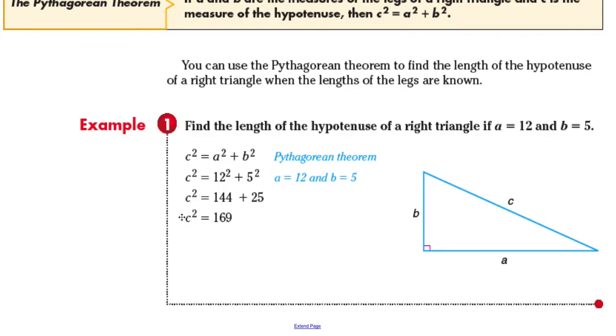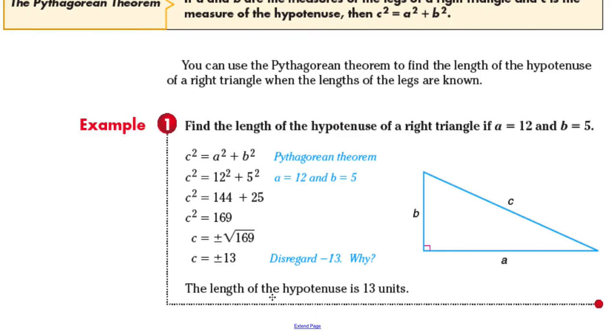To solve for c, we need to undo c squared, which means getting the square root. Once we get the square root, we end up with plus or minus the square root of 169. Remember, there are two values of c which will give you 169, and that's why it's plus or minus. That will be negative 13 and 13. But we disregard negative 13 simply because there is no such thing as a negative length. So we only accept positive 13, so the hypotenuse is 13 units long.